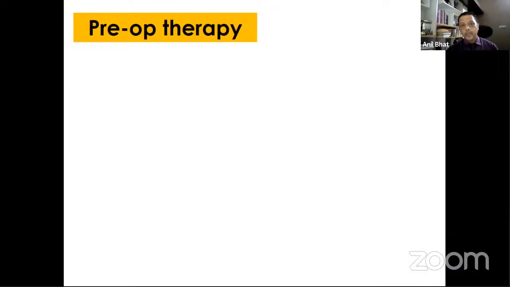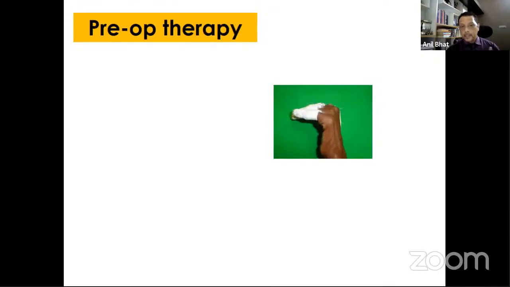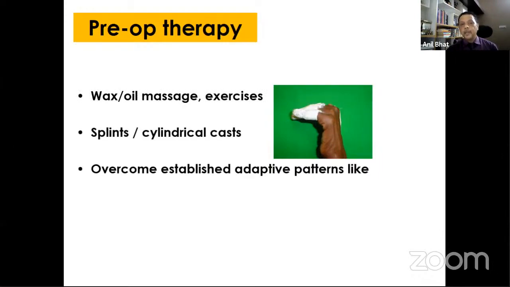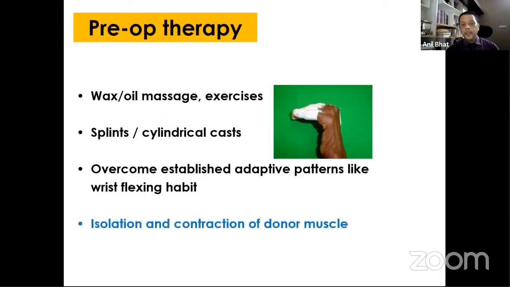tendon transfer. Pre-op therapy is very important, getting rid of contractures like this, which I told you. These are things which are followed in classic leprosy institutes, actually. Splint, cylindrical cast, and overcome established adaptive patterns like wrist flexing habits. So you need to give a splint and start correcting it early.